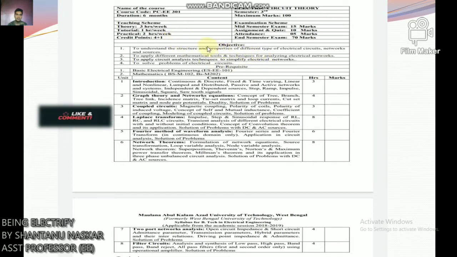As in my previous video, I discussed the objective of this course, and I also completed my lecture about introduction and coupled circuit and network theorem, formulation of network equation, source transformation, node, branch, and today we will discuss nodal analysis and mesh analysis. So let's start.